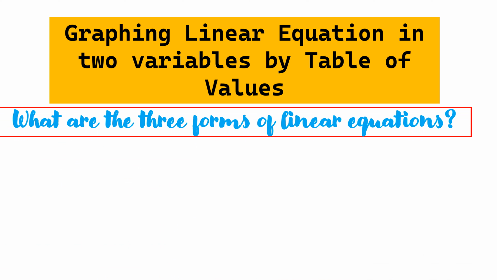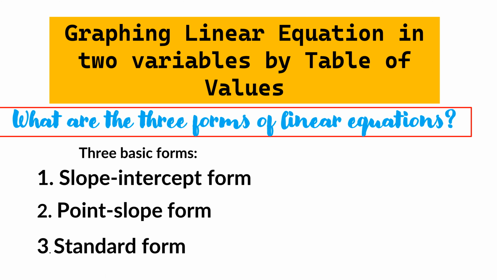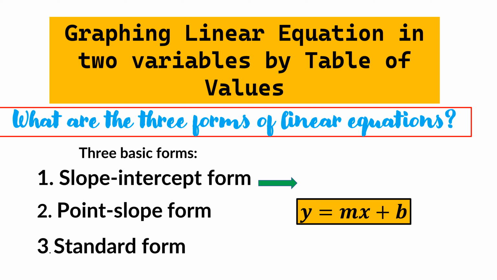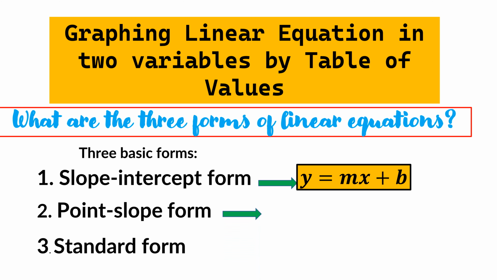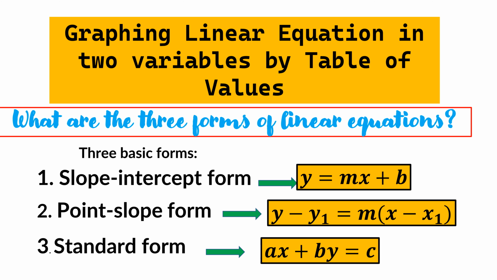But what are the three forms of linear equations? We have the three basic forms. First one is the slope-intercept form. The second is the point-slope form. And the third one is the standard form. The slope-intercept form is denoted by y equals mx plus b, while the point-slope form is denoted by y minus y sub 1 equals m times x minus x sub 1. And the third one is the standard form, which is denoted by ax plus by is equal to c.